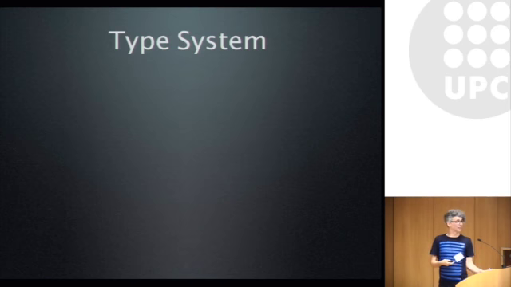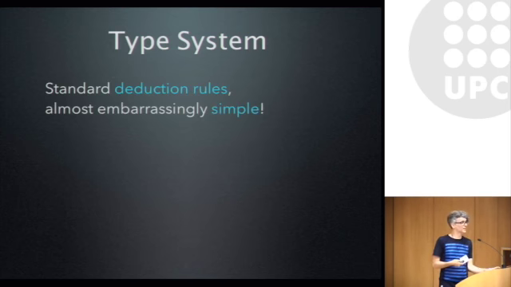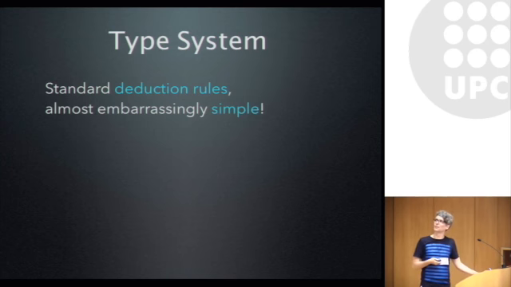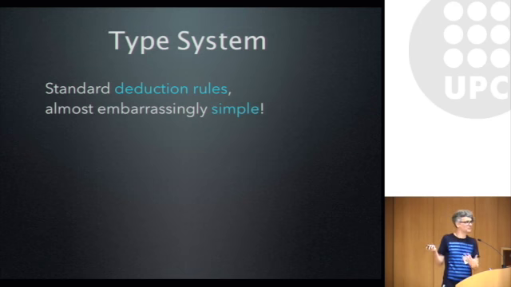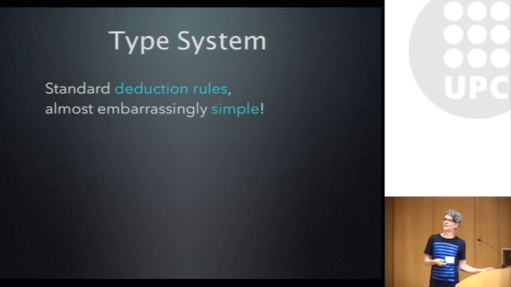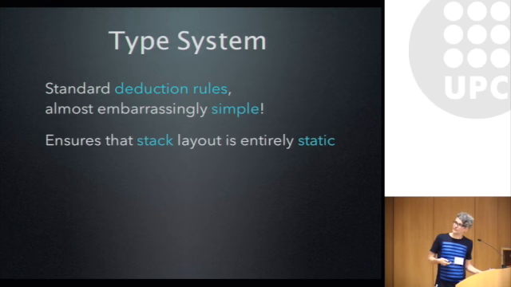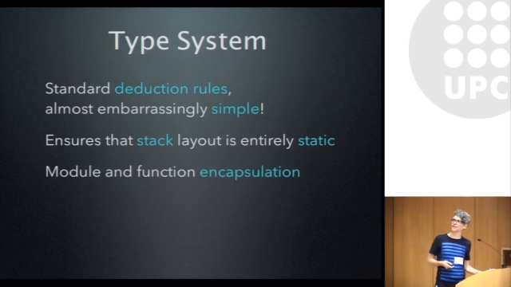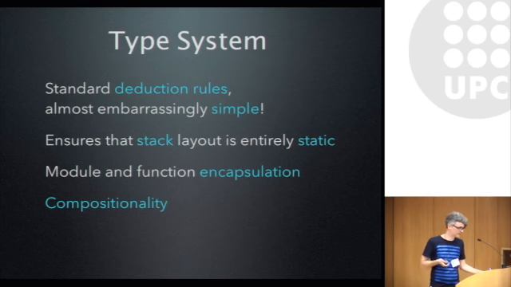And the other part of the formalization is the static semantics, so the type system. Again, we just used completely standard methods, like typing rules, and the type system overall is almost embarrassingly simple, which of course is by design because it's supposed to be easy to validate and fast and so on. I already mentioned that this ensures that the stack layout is known. It also ensures various other properties like encapsulation and some compositionality properties, which I don't really have time to go into.